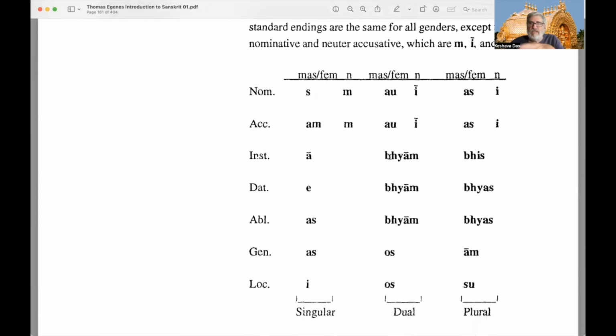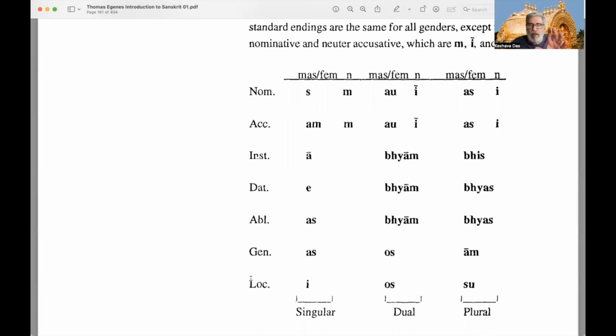Okay, so let's have a look. These are just endings. When we look at the endings, masculine and feminine and neuter, at the top of these columns we have nominative, accusative, instrumental, dative, ablative, genitive, and locative. So that will be 7 cases. There's also a vocative, which we're not going to talk about here.